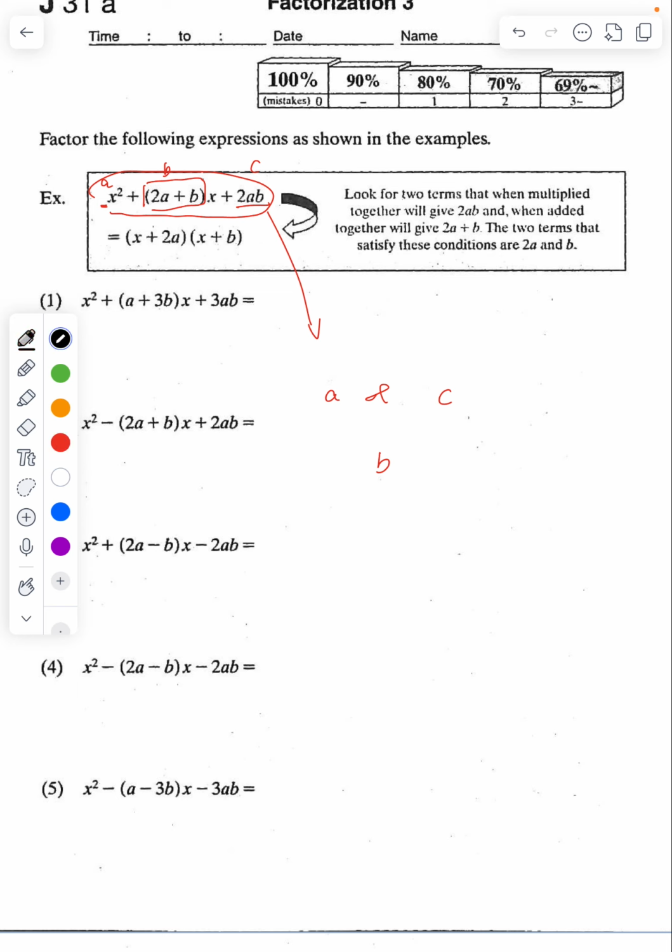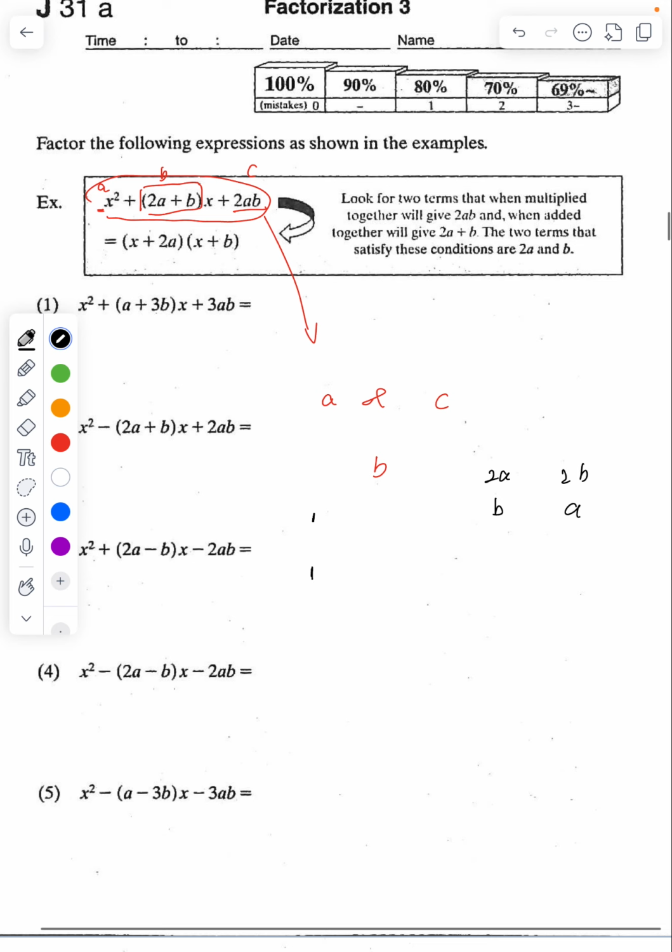For x squared plus (2a plus b) x plus 2ab, our a is 1, so we would have 1 times 1. Notice that you always want to use the cross multiplication method. This is what we learned back in level H. So we list the factors of a, in this case 1 and 1, and the factors of 2ab as either 2a and b, or 2b and a. We're going to find out which one we want to go with.